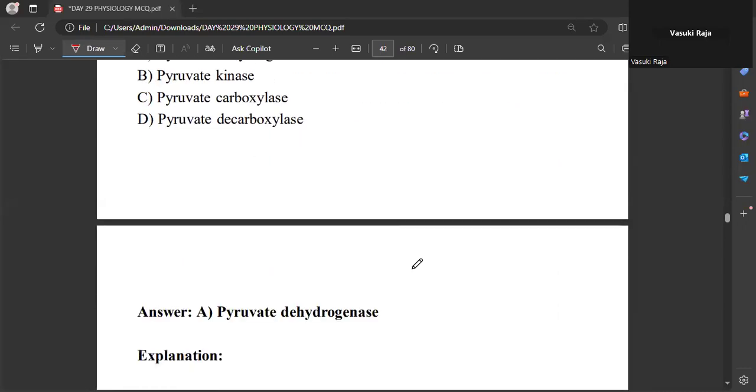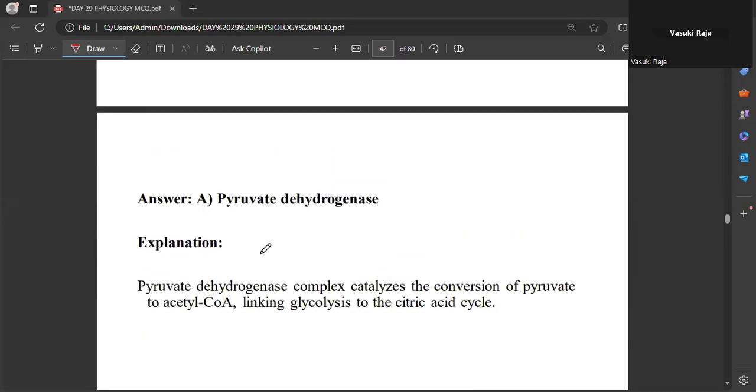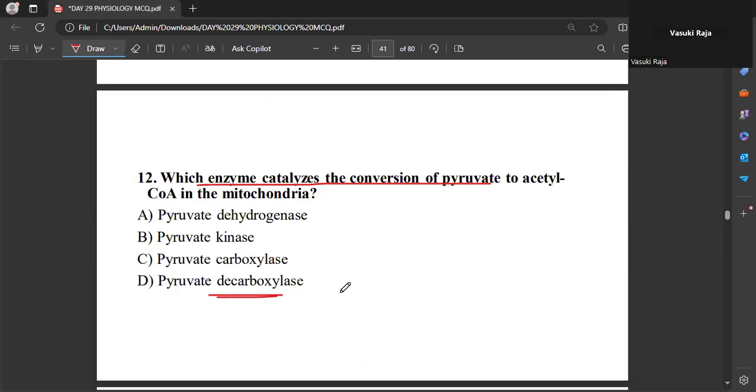Pyruvate decarboxylase enzyme, isn't it? Sorry, pyruvate dehydrogenase enzyme. See, the process of this particular reaction will be pyruvate decarboxylation. But the enzyme catalyzing this reaction will be pyruvate dehydrogenase enzyme. Okay, don't confuse the words.